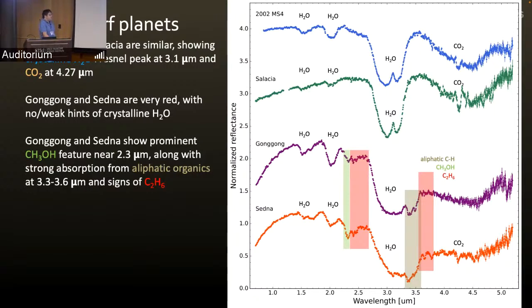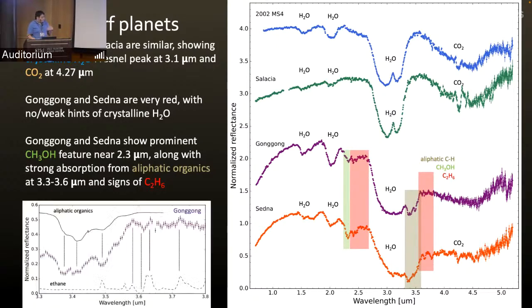In addition, we have a cluster of features marked in red that are possibly indicative of ethane ice. So for a clearer view of this, here's an inset of the Gonggong spectrum in this wavelength range, alongside laboratory spectra of aliphatic organics and ethane ice. And here you can note the correspondence in some of the spectral features that support this detection.